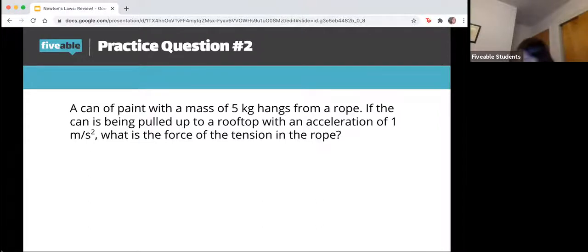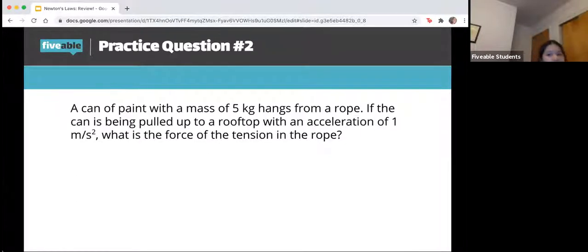Let me check my notes. So you gotta draw a picture. That's always my number one thing. There's so many words on here. It's just like, what's going on? Draw a picture. Especially because it's a can of paint. Oh, I know what a can of paint looks like. And a rope hanging, I know what a rope looks like. So draw a picture to figure out what's going on.